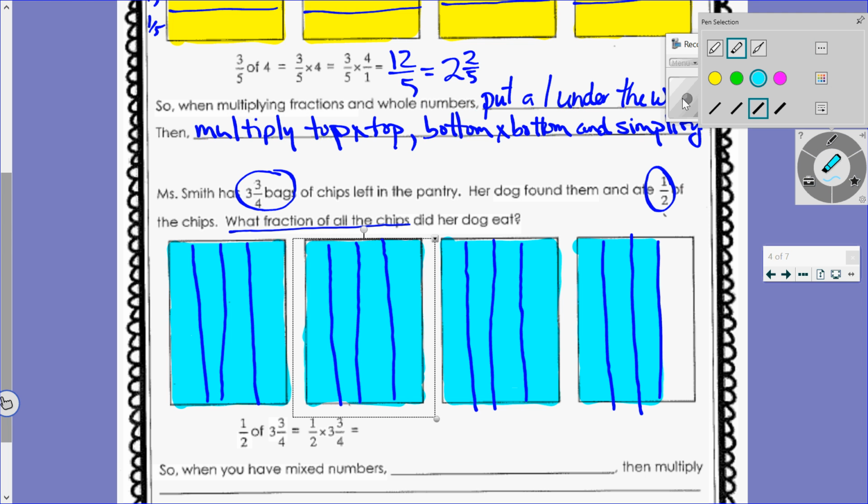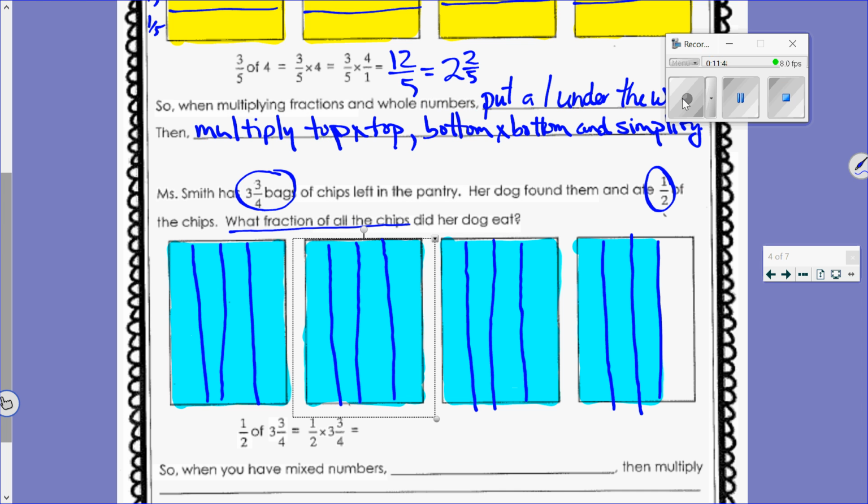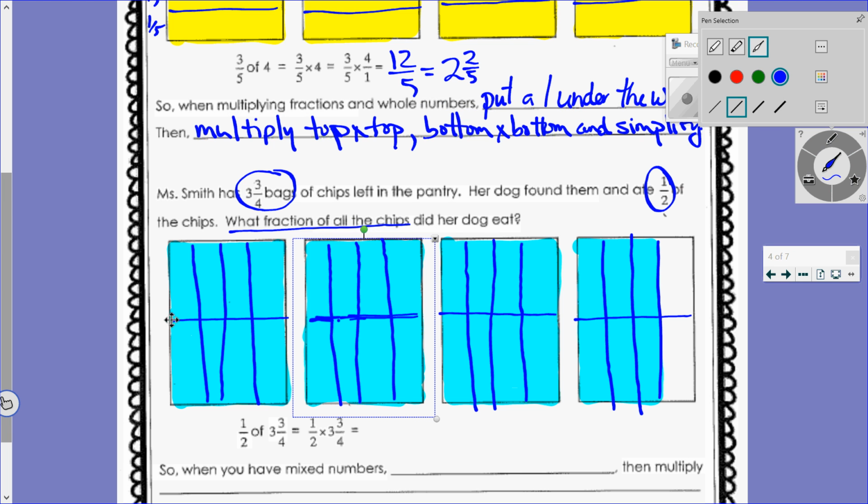Now that we have that first part colored in, our second part of the situation says the dog ate half of them. So we're just going to cut straight through and divide each of these in half. Okay? Now, we're going to color in half. So it really doesn't matter if you do top or bottom. I'm going to do top. If you do bottom, it's not wrong. It just won't be as good as mine.